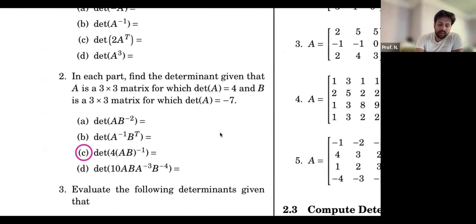You have A being a 3x3 matrix. We know the determinant, we're given it, it's 4. We have B, another 3x3 matrix, and the determinant, oh, that's a typo. It should be B, pardon me for that. I'll fix that, and I'll also upload the answer key shortly, by today. So this should be B. I'll make that correction as well.